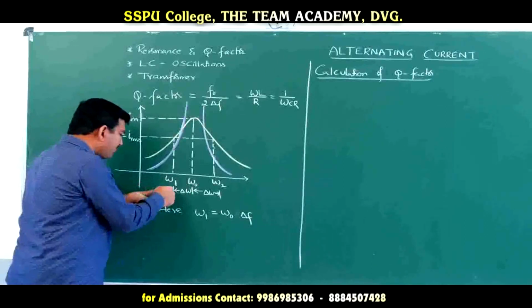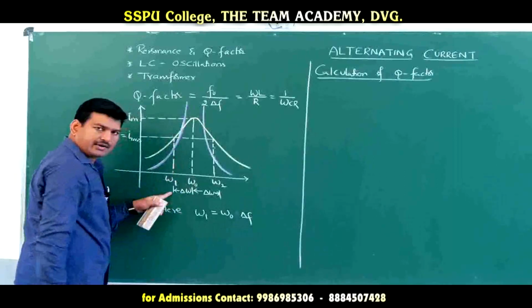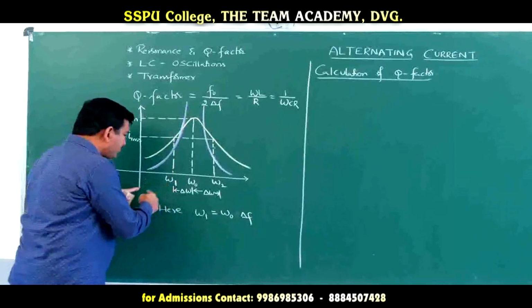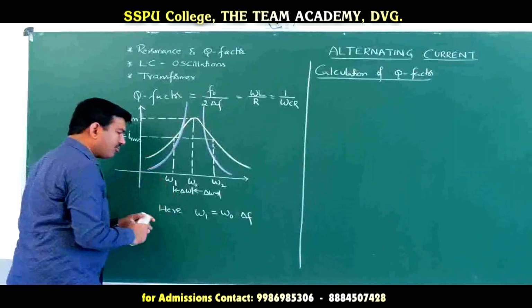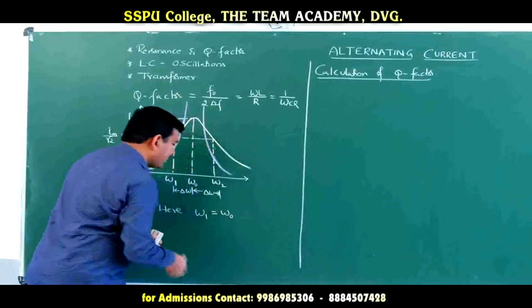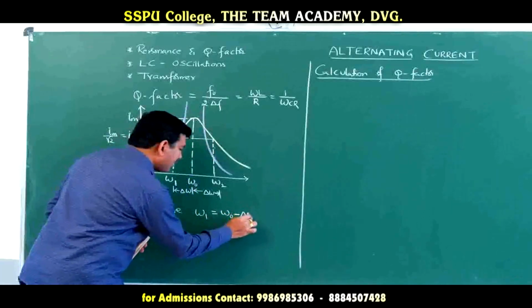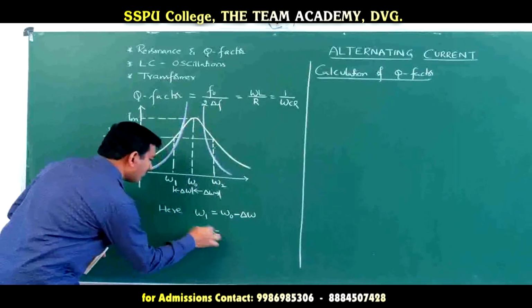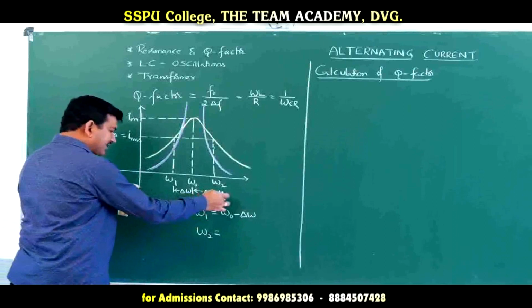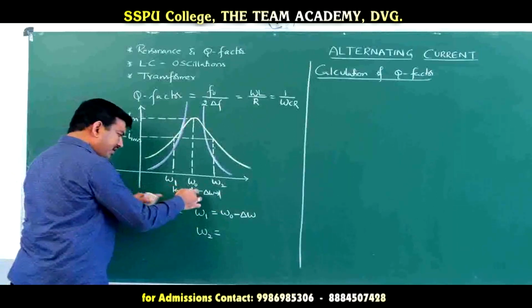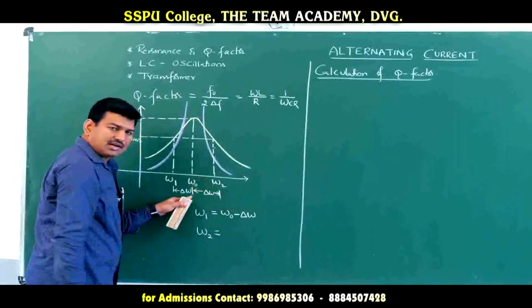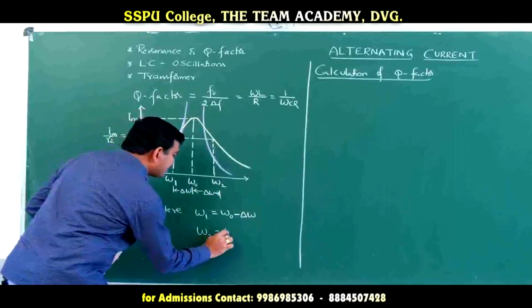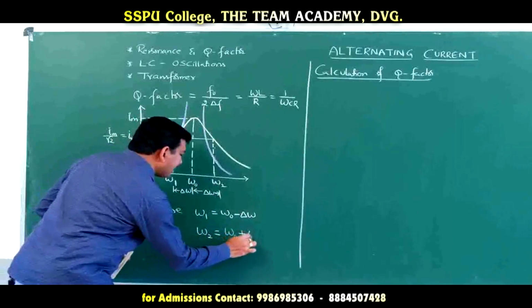So omega 1 plus delta omega is equal to omega naught. Therefore omega 1 is equal to omega naught minus delta omega. So I have to write it like this: omega naught minus delta omega. Is it clear? And omega 2 is equal to what? Omega 2 means this. This is nothing but from here to here omega naught, and from here to here delta omega. Therefore omega 2 is equal to omega naught plus delta omega.